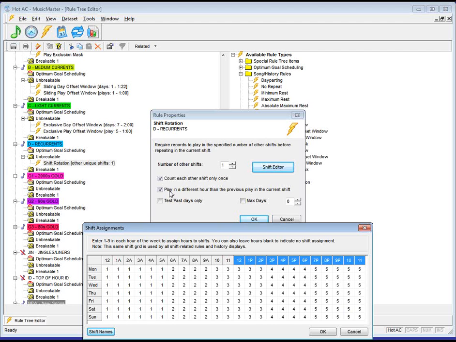Additionally, we have this checkbox, play in a different hour than the previous play in the current shift. That comes in very handy because if you played it in 4 a.m. this time, next time it plays in shift number 1, it will not play in the 4 a.m. hour if that box is checked. But be warned, if you have a shift that's only 1 hour in length, this is going to eventually make you run out of songs because once a song's played there, it can never repeat. You can also test in the past only, and you can have maximum days.